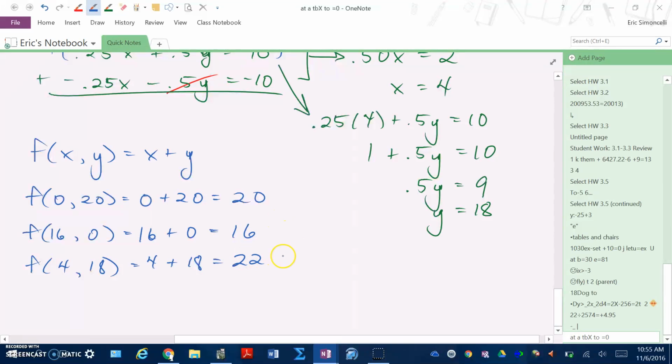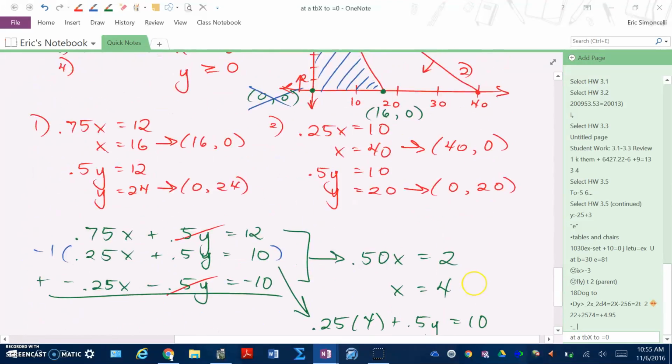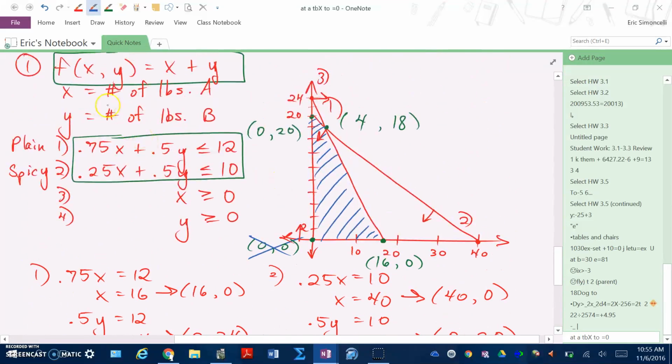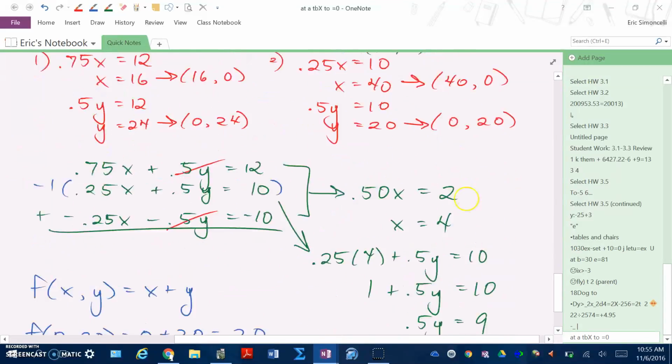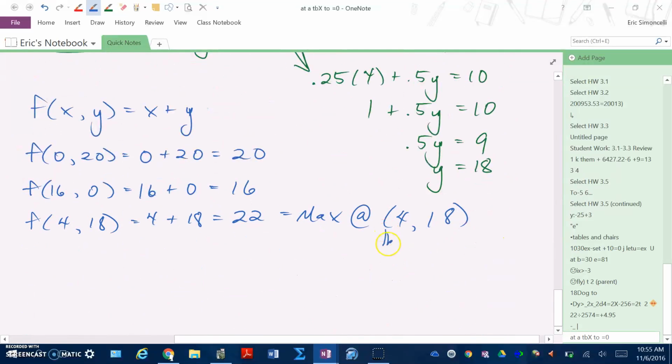So we can see here very clearly that the maximum quantity is 22 pounds, and it occurs at 4, 18. If you recall, 4, the x-coordinate, represents the number of pounds of A, while 18 is the pounds of B. And that concludes section 3-4.